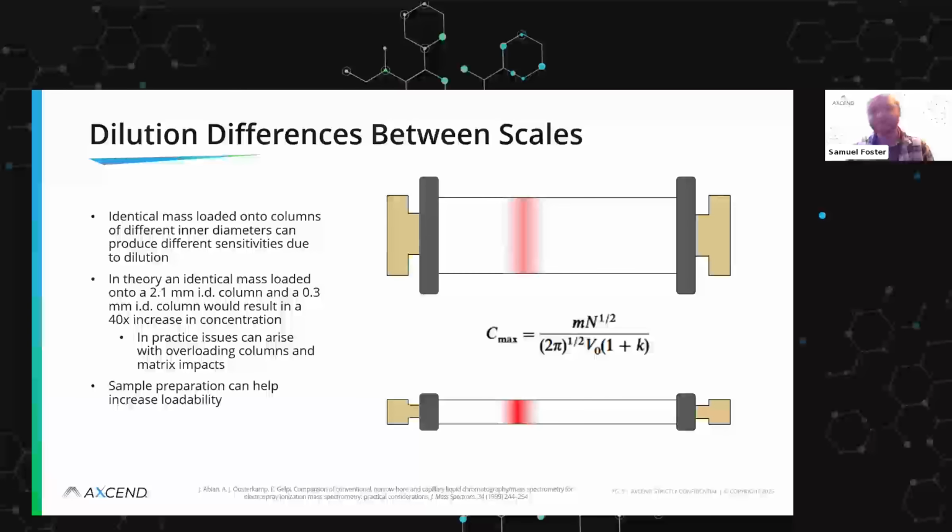Now, it's not always the case that that's going to happen. And in fact, you may run into issues where you end up overloading your column. And so this is a tentative guide. That being said, if you can load the same mass onto a column, having a narrower inner diameter is going to typically lead to a more concentrated band. There are matrix effects and all sorts of different things that will change that, but that's the general theory of why we like to go smaller.